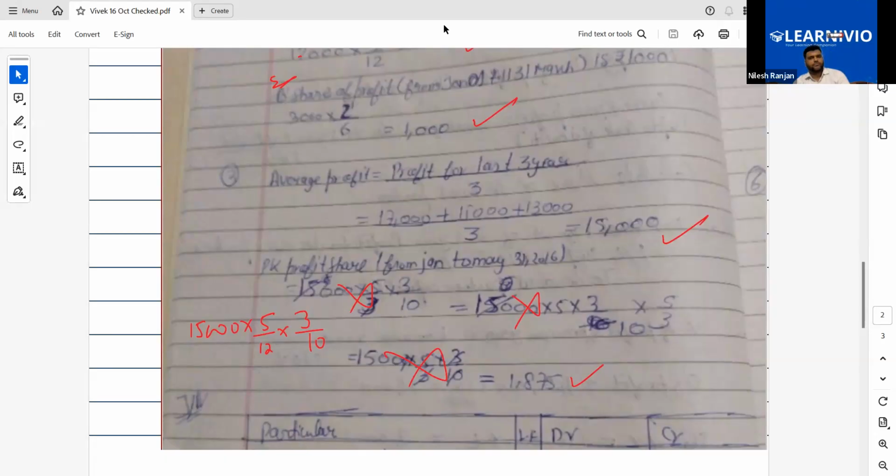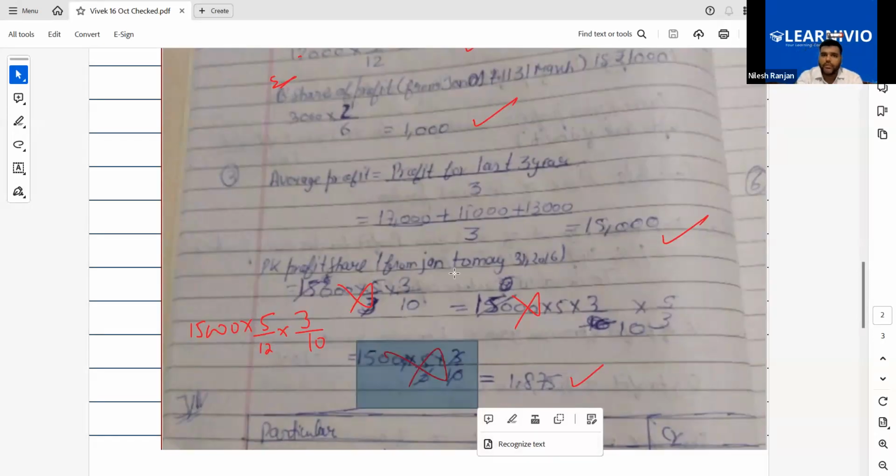What mistake have I done? You are asking about the one before, this one? Like the one I have written after PK. You have used this one. So I'm saying to you, write 15,000 into 5 by 3 into 3 by 10 and calculate the amount and tell me. Just calculate the amount. Tell me.